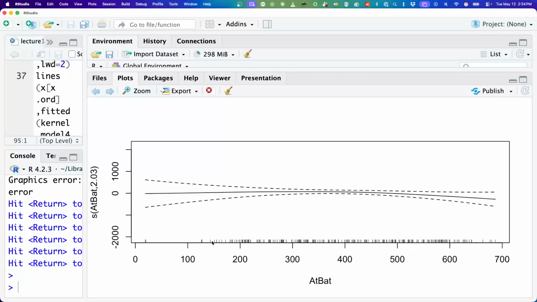Each of these little tick marks down here is the location of one of your x data points, okay? And you end up with a curve that looks like this with standard errors around it, with a dotted line. So you tend to be a little bit more confident in the estimation in the middle, and as you have fewer data points at the ends, that error band gets larger.